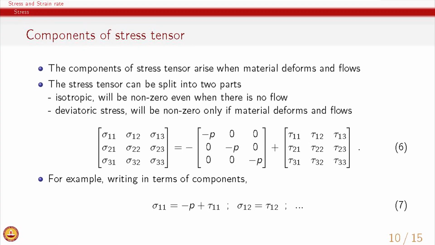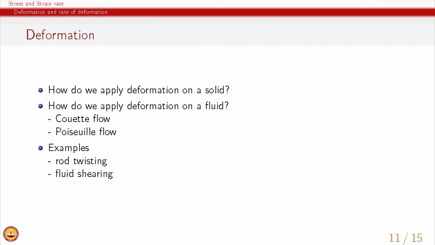Of course, we can use the matrix notation to write it like this, or vector or tensor notation, and component wise we know that sigma 11 is minus p plus tau 11 and so on. So, each component of the total stress can be found if we know the deviatoric stress and pressure together. Now, in the next part of the lecture we will look at deformation.